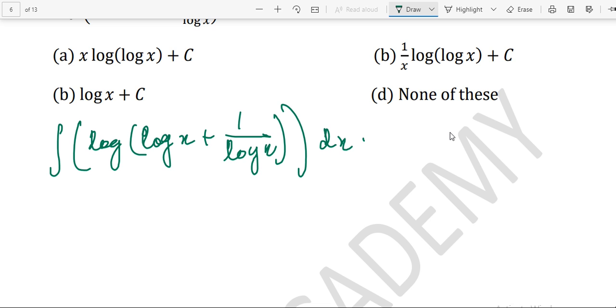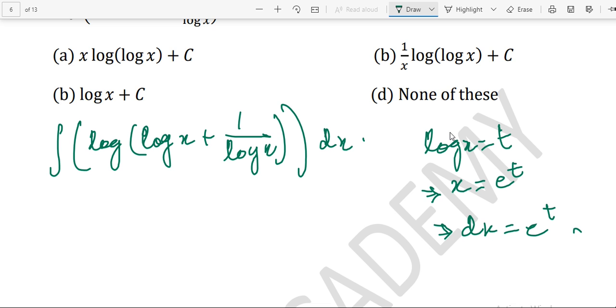So let us take the substitution first. We take log x as t. So x is e to the power t. So dx will be simply e to the power t dt. So basically this is the integral. Now log of log x: log x was simply t.